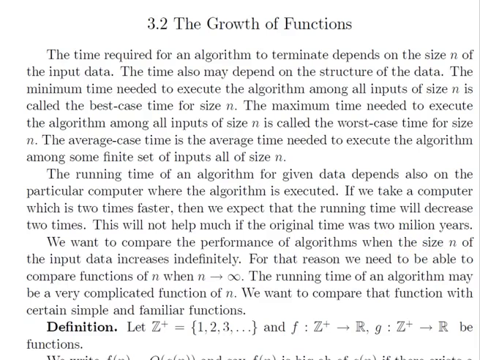The running time of an algorithm for a given data depends also on the particular computer where the algorithm is executed. If we take a computer which is 2 times faster, then we expect that the running time will decrease 2 times. But this does not help much if the original time was large, say 2 million years.